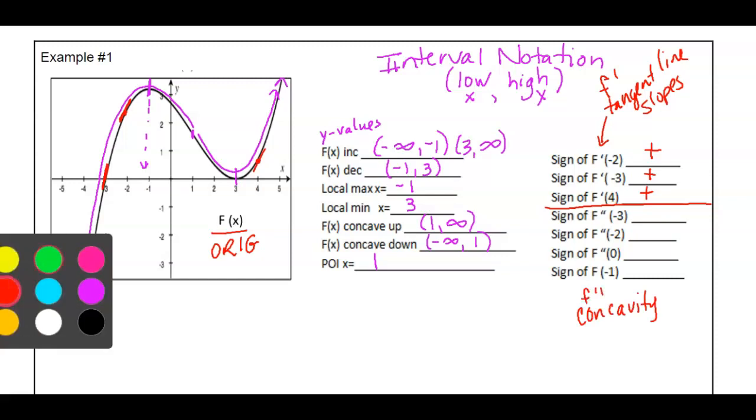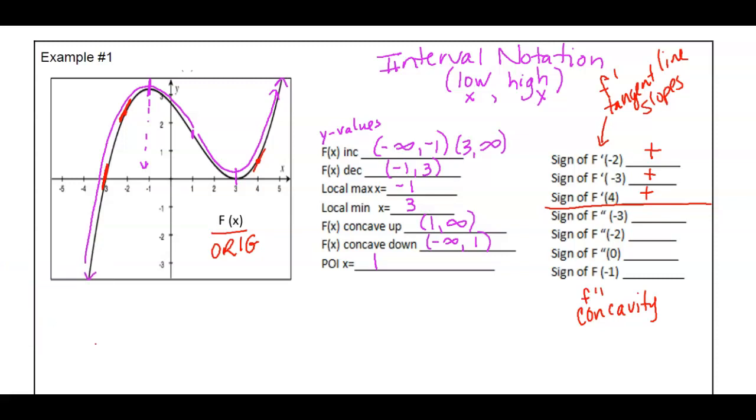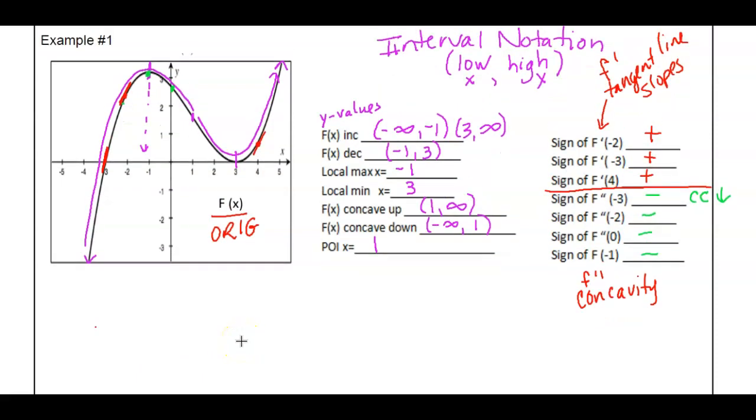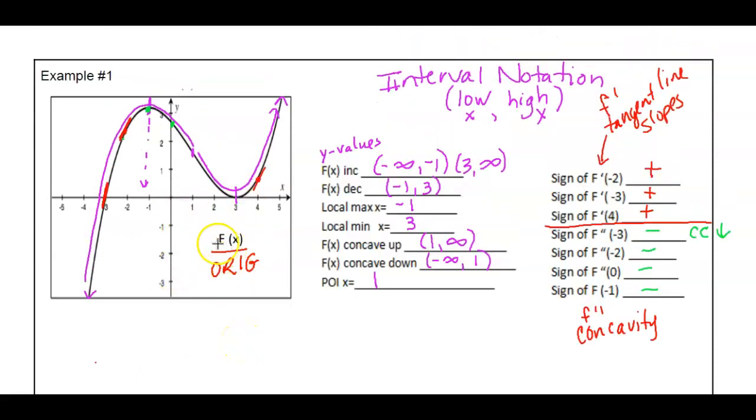All right, and I'm going to change to, let's just do green. So at -3, all of these I said was concave down. So at -3, since it's concave down, we know our second derivative is going to be negative. At -2, same issue. At 0, it's right here. So negative, and then at -1, also negative. Okay? All right, so let's move on to what typically you won't be given the original function. I just want you to see the difference though, okay?